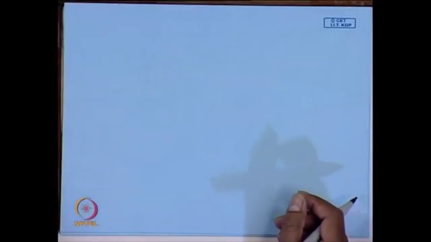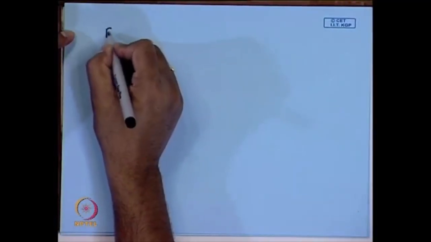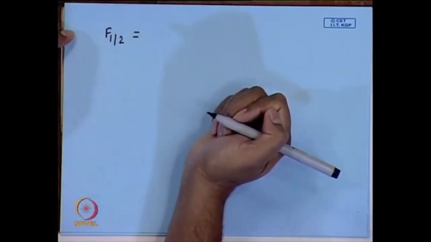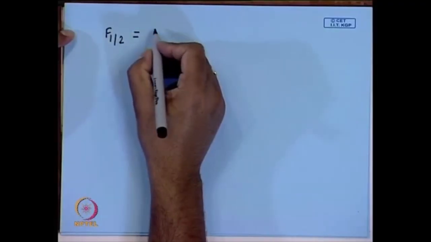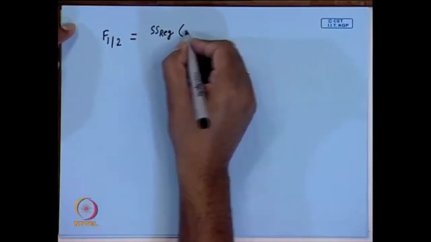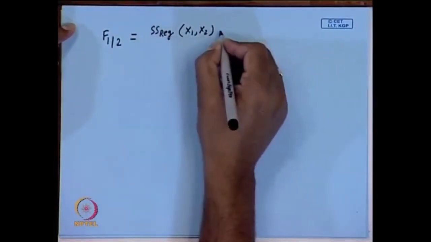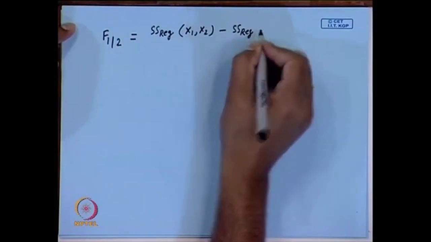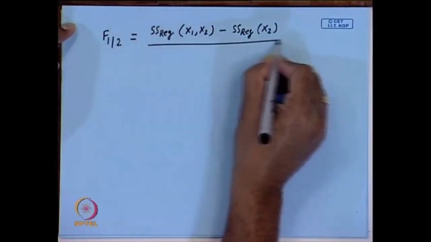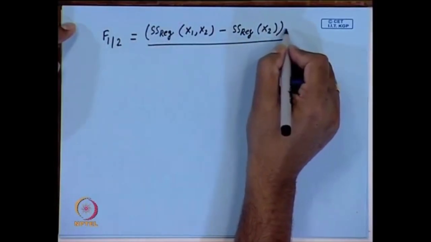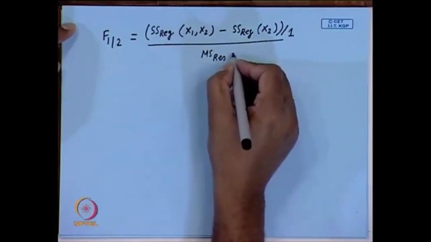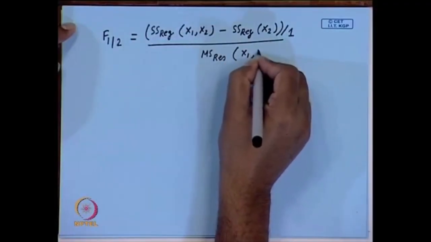This can be done like F12, this one is equal to SS regression involving x1 and x2 in the model minus SS regression involving x2 in the model. And this is divided by the degree of freedom, which is 1, by MS residual for the model involving x1 and x2.